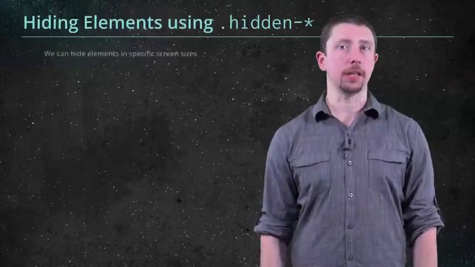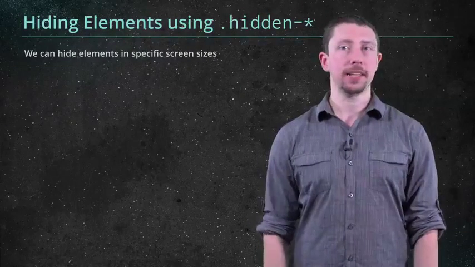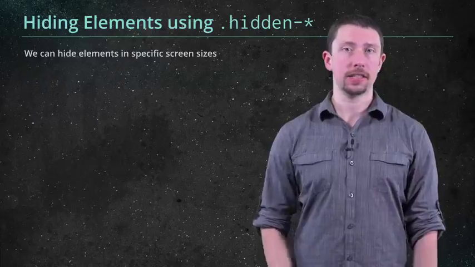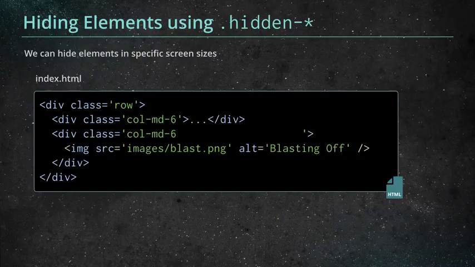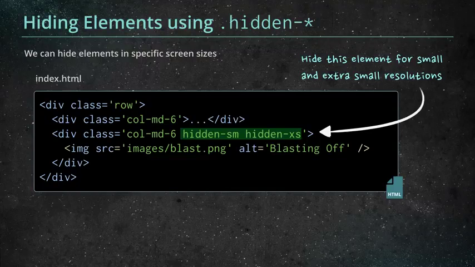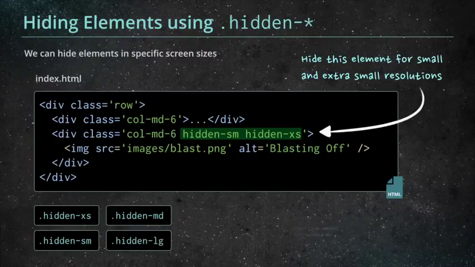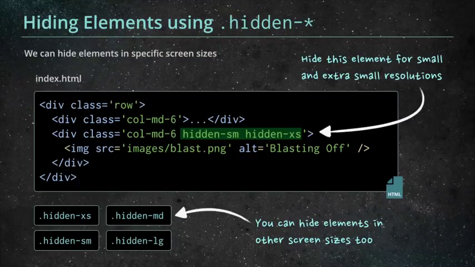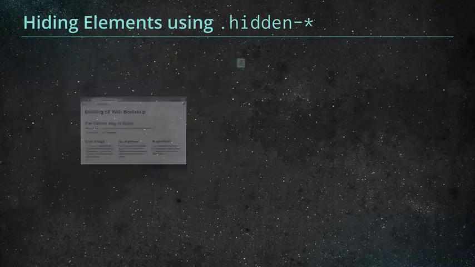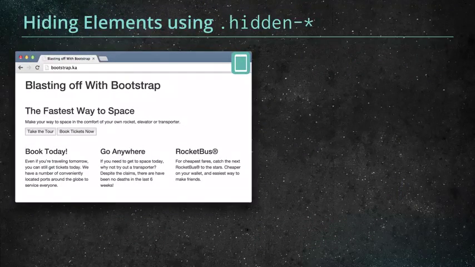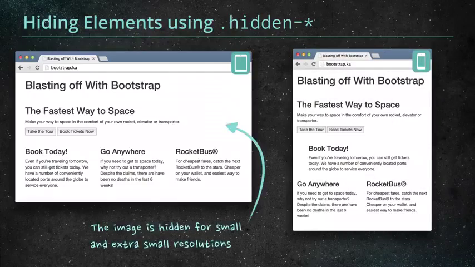If we want to hide an element in one or more screen sizes, Bootstrap has a couple of classes that can help us out. Let's take a look at those. In this case, we want to hide this image only in small and extra small mode. To do that, we're going to add a class of hidden-sm and hidden-xs to this element. This will hide it in small and extra small modes. If we wanted to hide this element in other screen sizes, Bootstrap has some other classes to help out with that as well. If we check out our page in a small device, we'll see the image is hidden. Same goes for an extra small device.